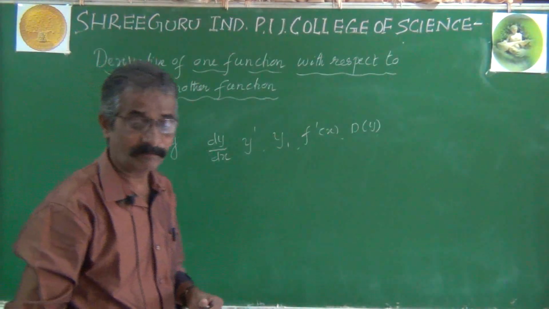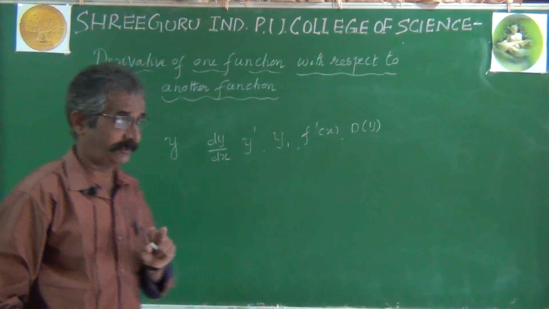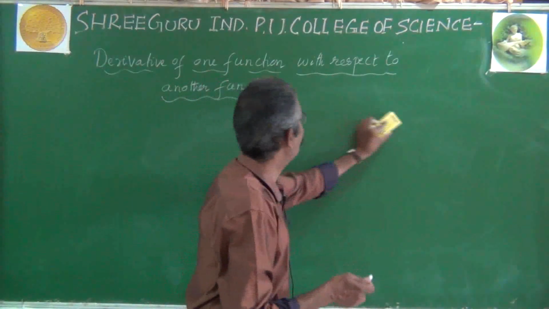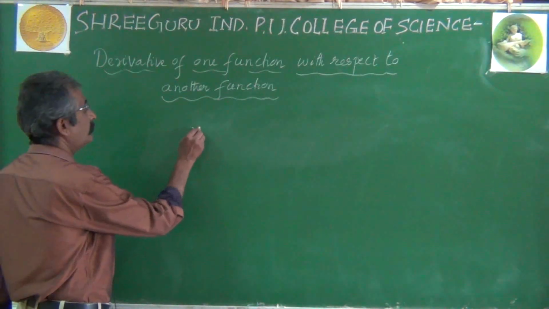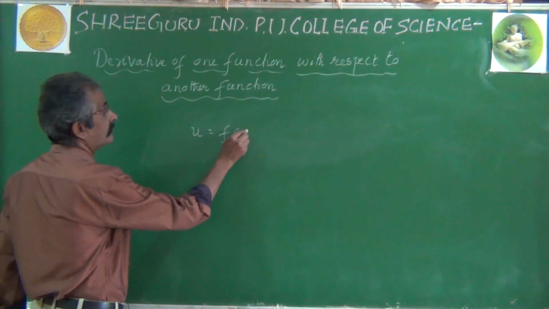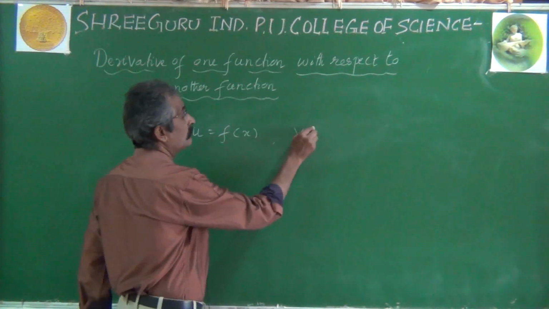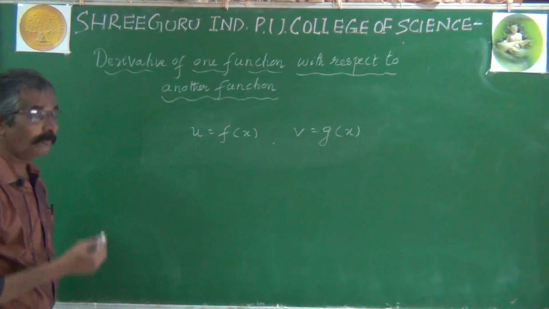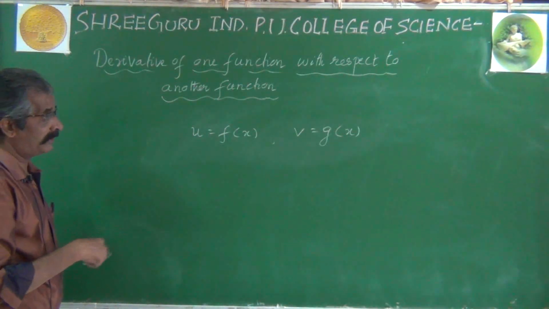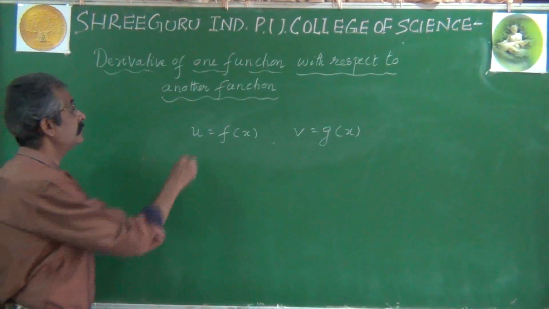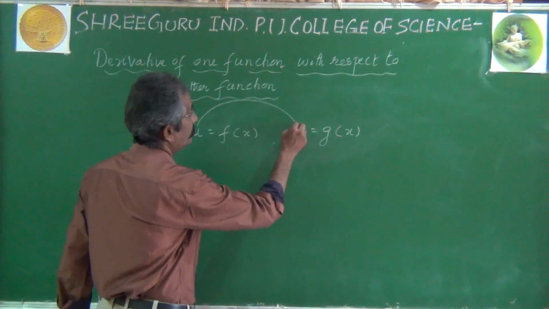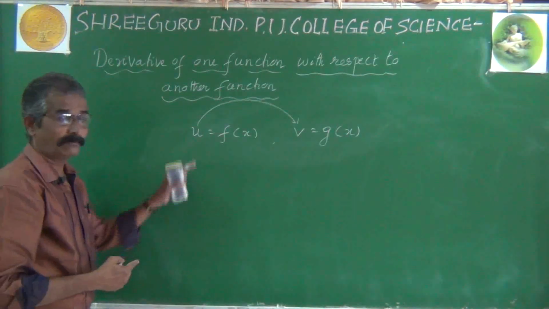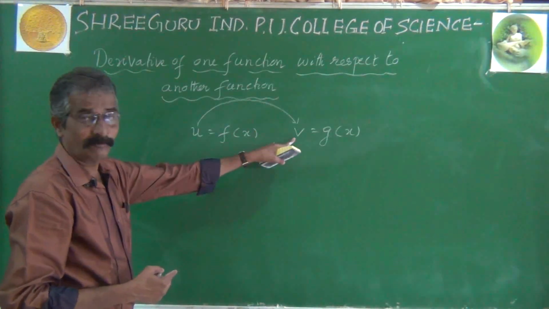So in this section we are going to have two functions, namely one function is u, another function is v. Suppose u equal to f of x and v equal to g of x are the given two functions. Now we are supposed to calculate differentiation of u with respect to v, what is called the derivative of u function with respect to v function.